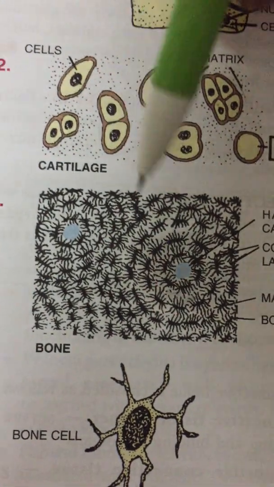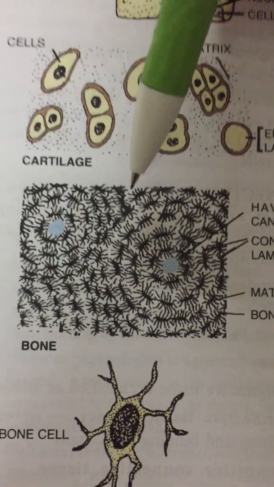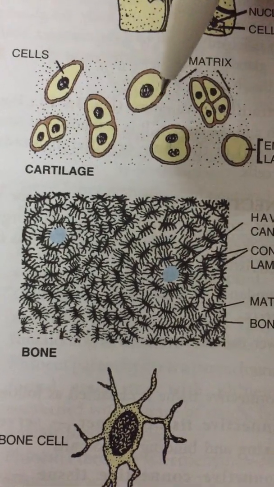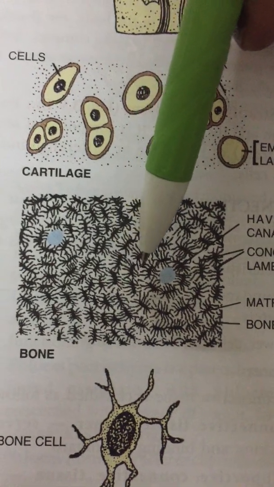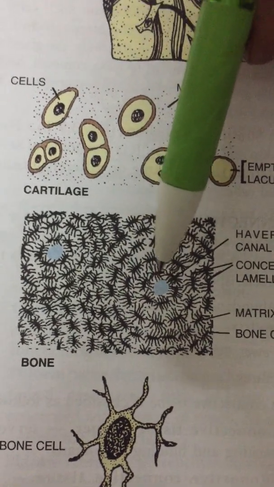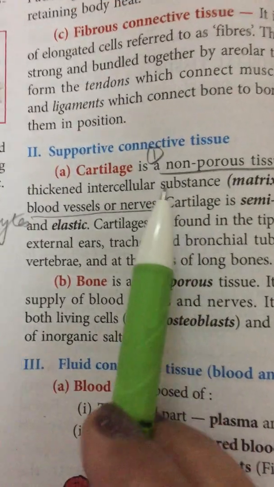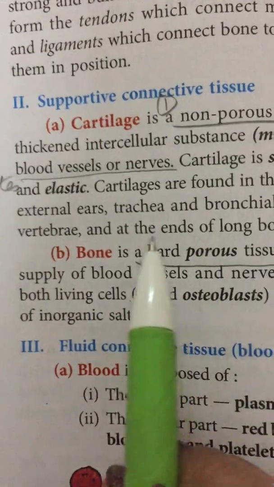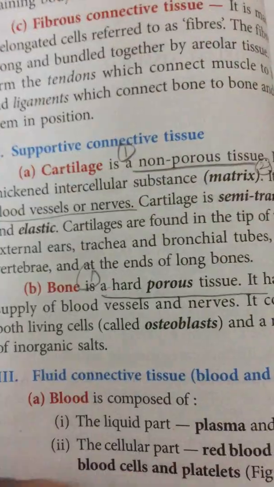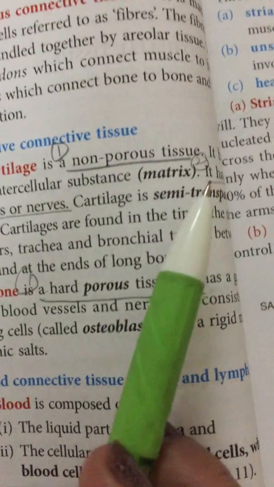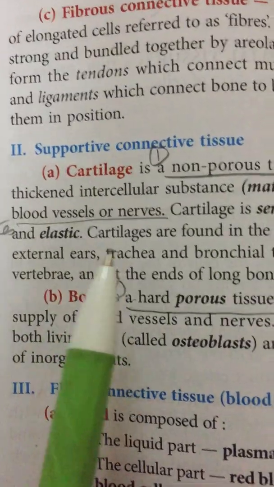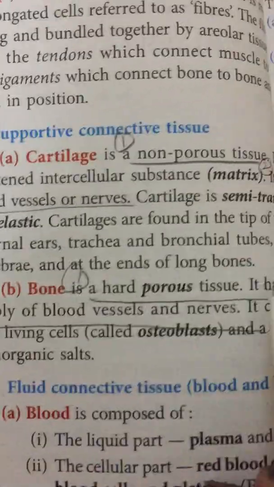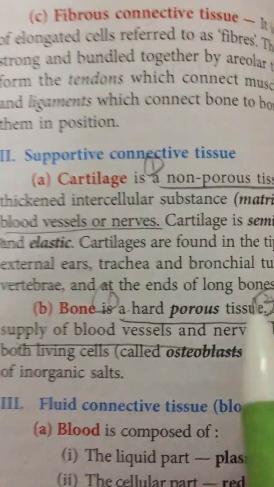So if you see, the first difference between cartilage and bone is in the arrangement of cells. Cartilage cells lie in groups of 2s, 4s, 8s, whereas bone cells are arranged in concentric rings. Other differences can be noted down here. Cartilage is a non-porous tissue, whereas bone is a hard porous tissue. This is one difference which you can underline and mark in your book. In cartilage cells, there is no supply of blood vessels and nerves, whereas bone has a good supply of blood vessels and nerves. This can be marked as the second difference.